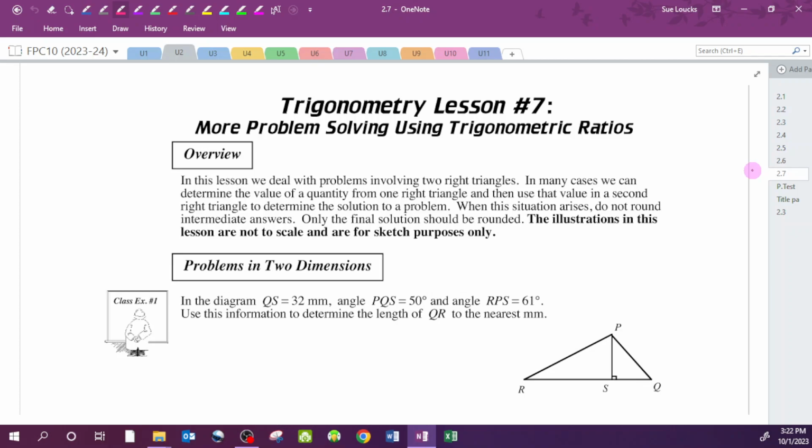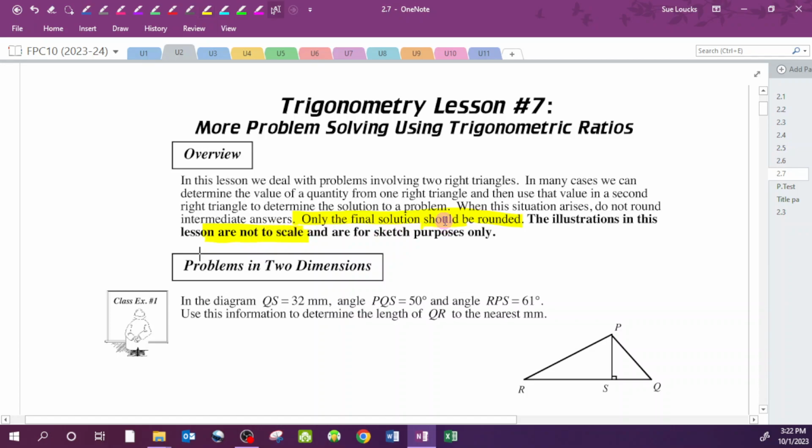There's a couple of situations where this comes up. One is problems in two dimensions. That's a really common one. And then it's problems in three dimensions. That's where it's more interesting. I just want to highlight in here, again, only the final solution should be rounded. That's always the rule. And these things are not to scale. You can't assume they're to scale, all right?